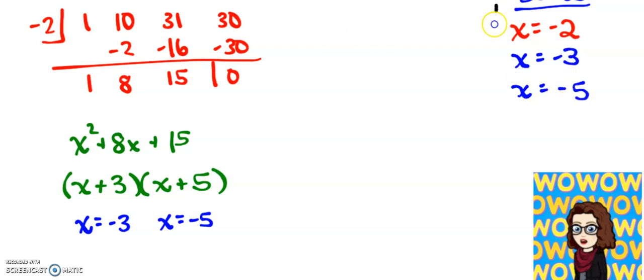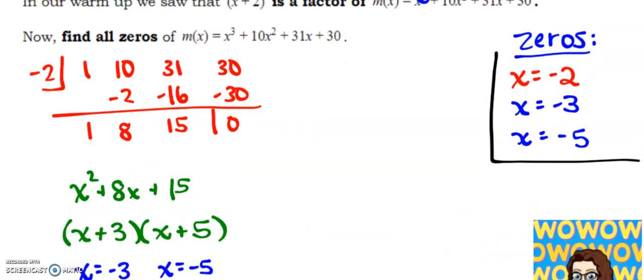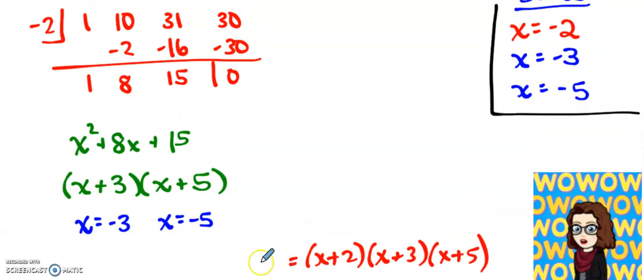So I have found all of my zeros. If I wanted to write this whole thing in factored form, it would look like this. What was my polynomial named? M of x is my polynomial name. So this is what we call factored form. This is finding all of the zeros.